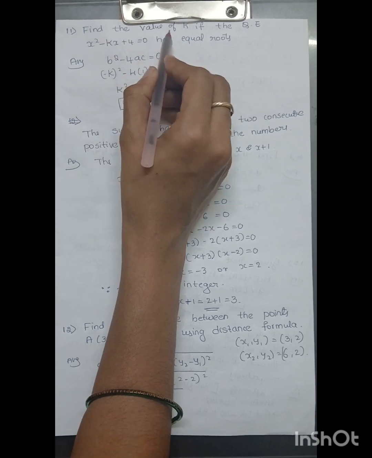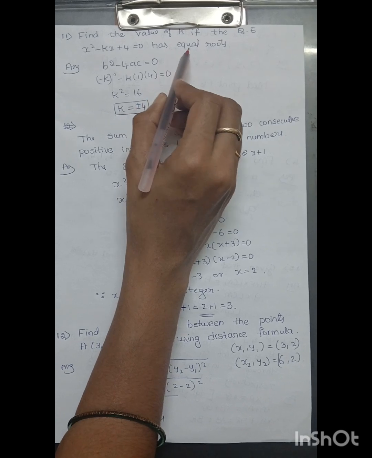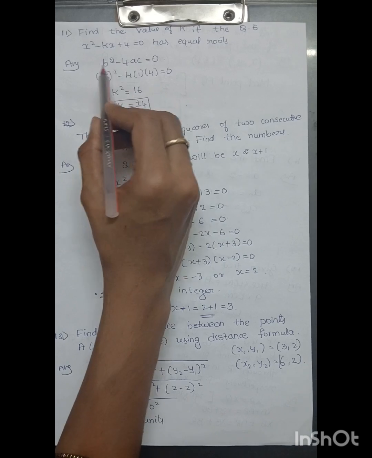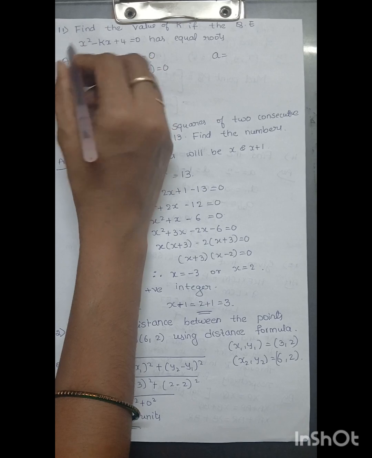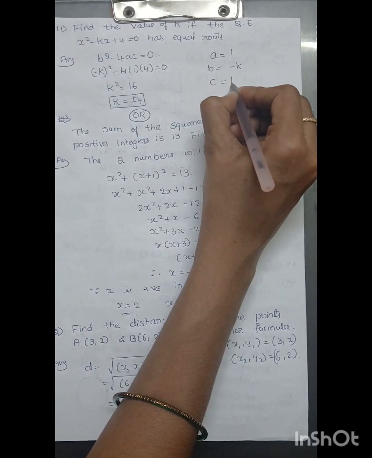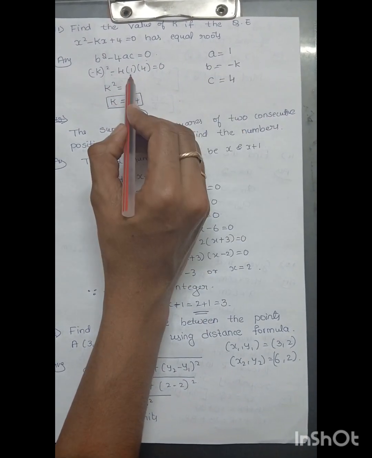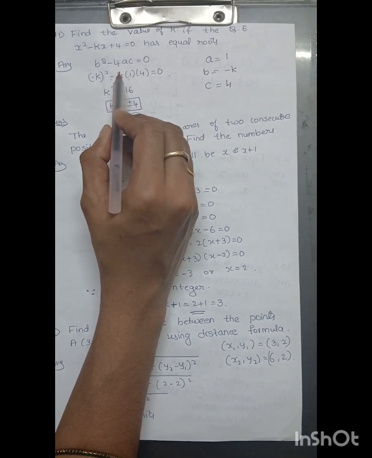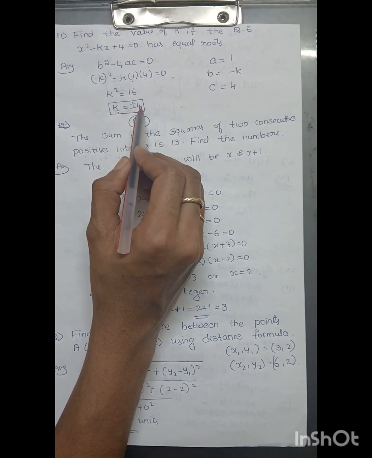Next question, find the value of k if the quadratic equation x square minus kx plus 4 equal to 0 has equal roots. If the quadratic equation has equal roots, then the discriminant is 0. Discriminant means b square minus 4ac equal to 0. Here a value is the coefficient of x square, 1, and b value is the coefficient of x, minus k, and c value is the constant, 4. So b square, minus k whole square, minus 4, a value 1, c value 4 equal to 0. So k square, 4 4s are 16, minus 16 comes to this side, becomes plus 16. So k equal to square root of 16, that is plus or minus 4.